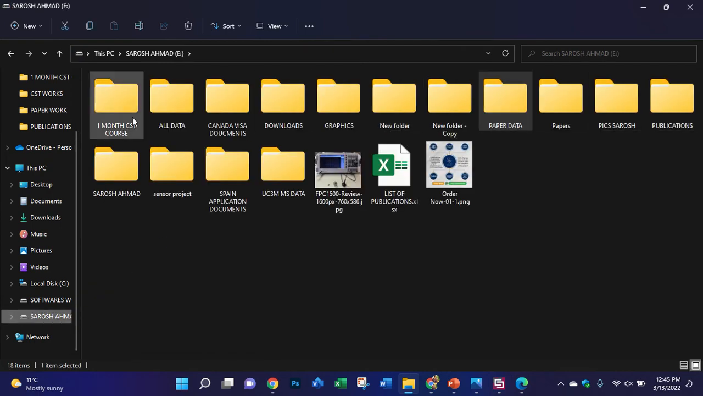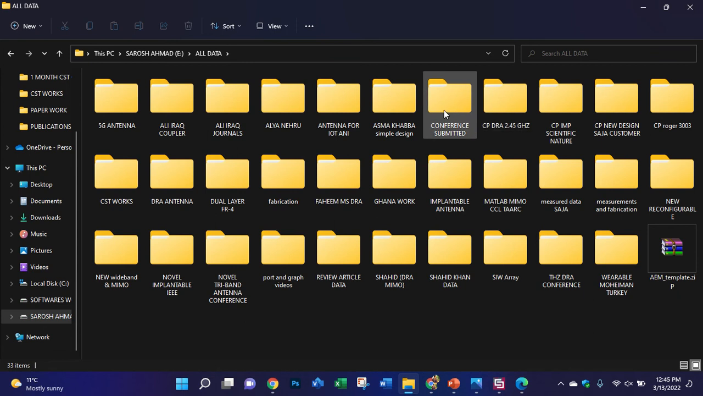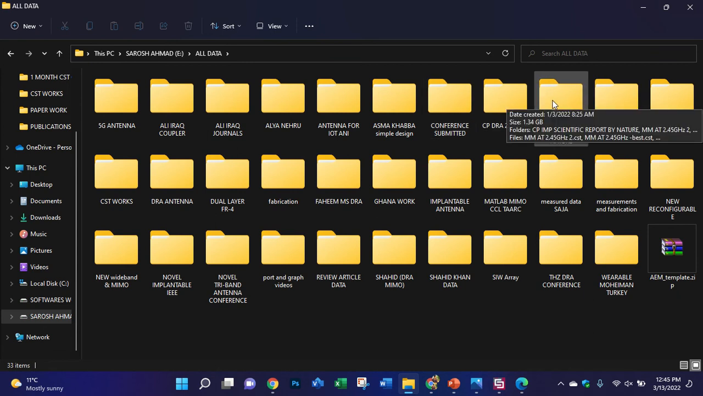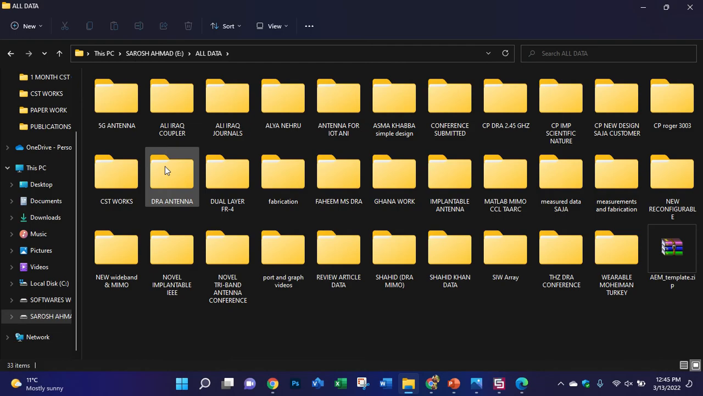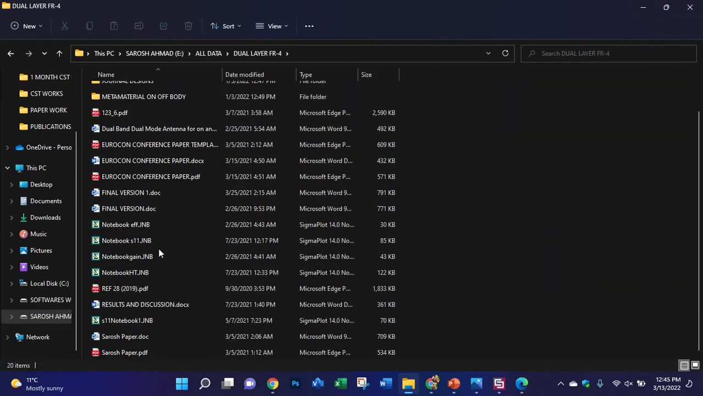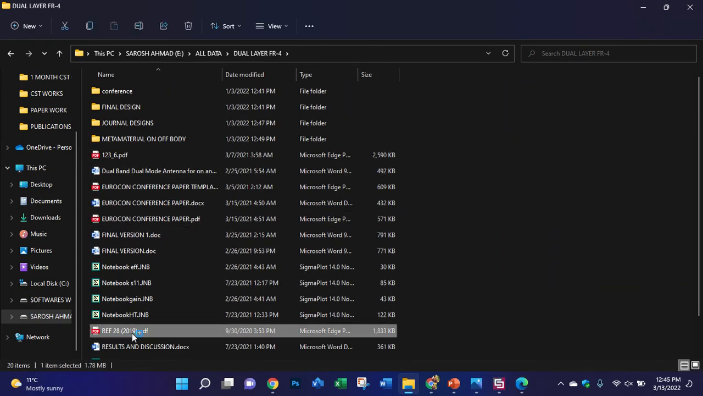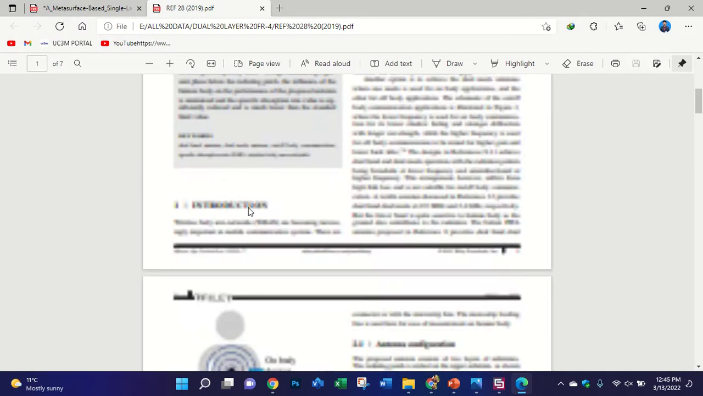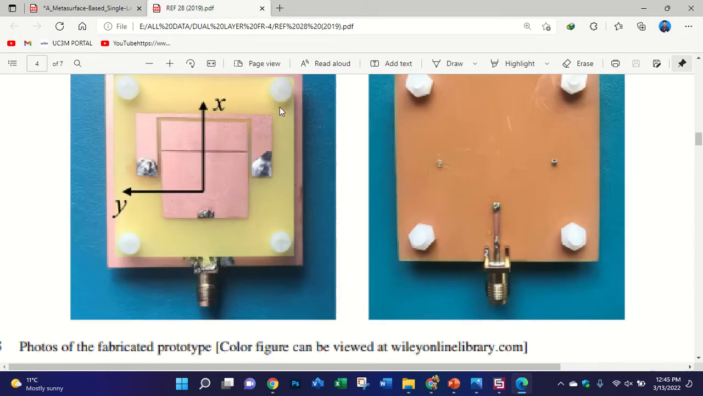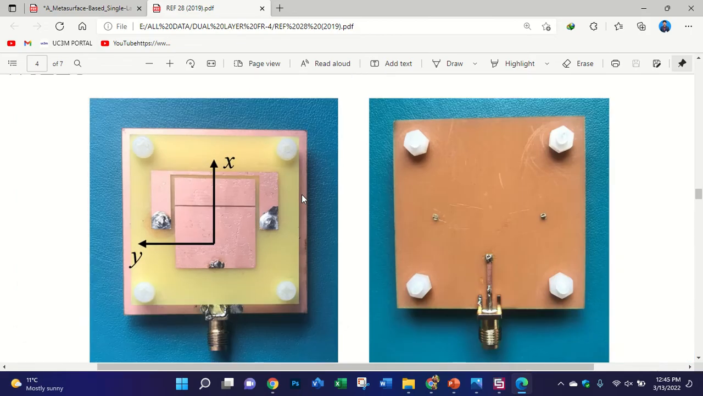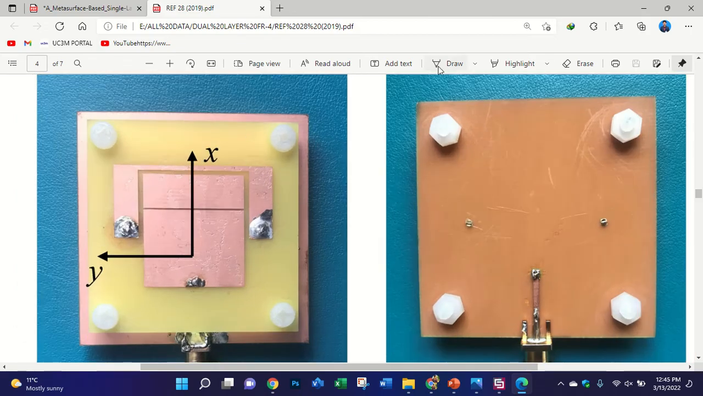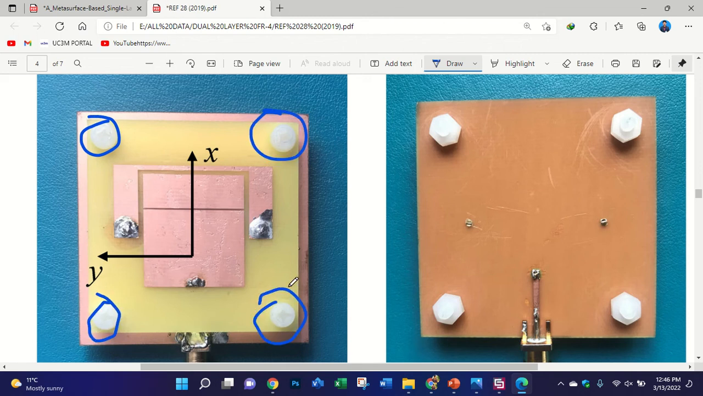I think it must be a special material for the screw. No, actually they use a 3D printer with a material that has very low permittivity. Where is the paper? Dual layer for four. We don't hold the antenna by hand sometimes, so I designed something like a stand made from wood to put my hand away. Here they have used a screw. Yes, this is a special screw that has low permittivity, the same as air.